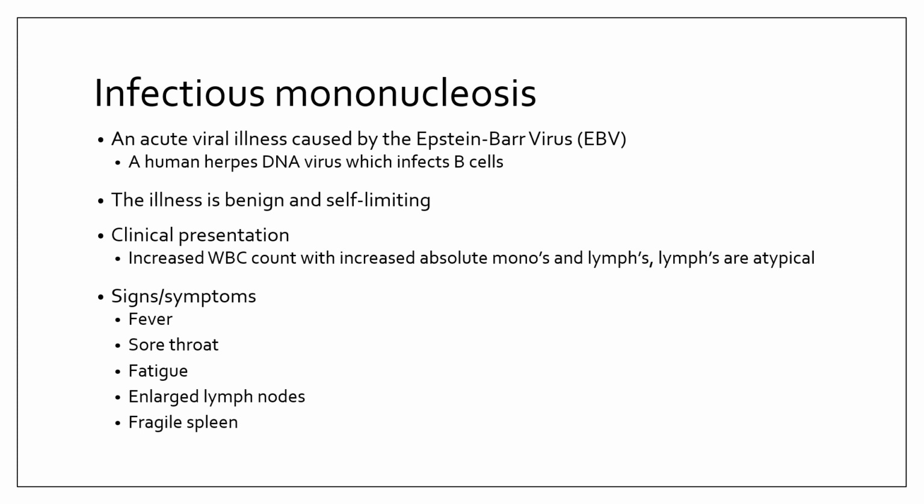Some symptoms of infectious mononucleosis would be sore throat, fever, fatigue, increased white blood cell count, enlarged lymph nodes, and about 50% of the time people get splenomegaly, which is a very large, fragile spleen. It's kind of one reason why people that have mononucleosis cannot play contact sports for at least a year, because their spleen is so fragile. The illness is benign and self-limiting, but the convalescent stage can last for months to a year.